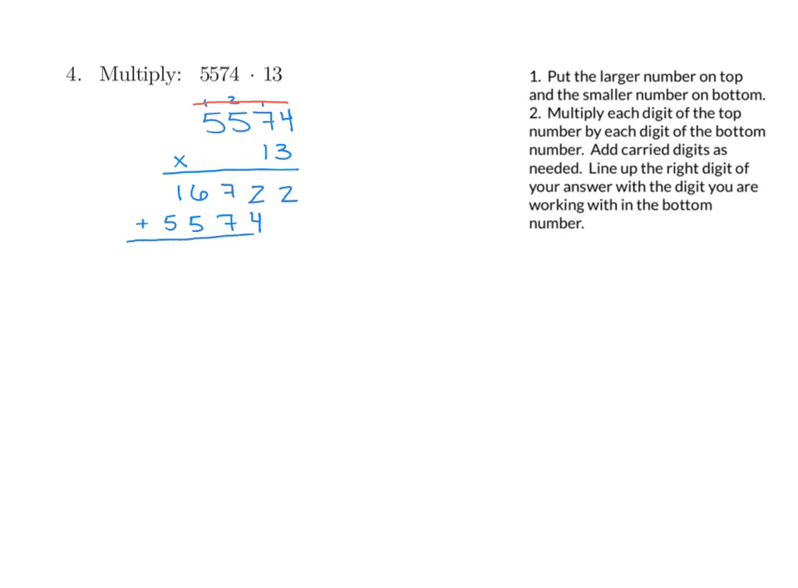From there, we add the results. So starting on the right, we get 2 is 2. 2 plus 4 is 6. 7 plus 7 is 14. We carry the 1. 1 plus 6 plus 5 is 12. Carry the 1. And 1 plus 1 plus 5 is 7. So we get 72,462.